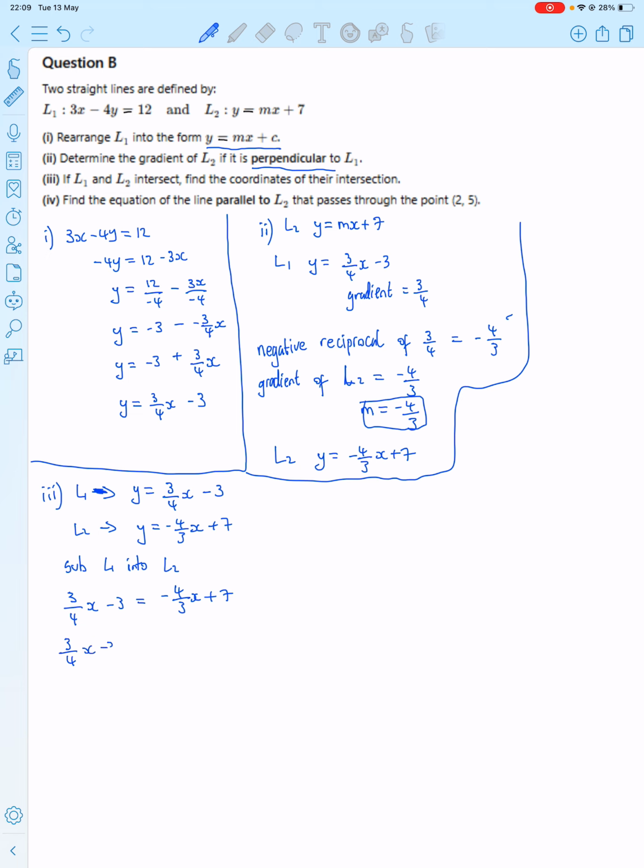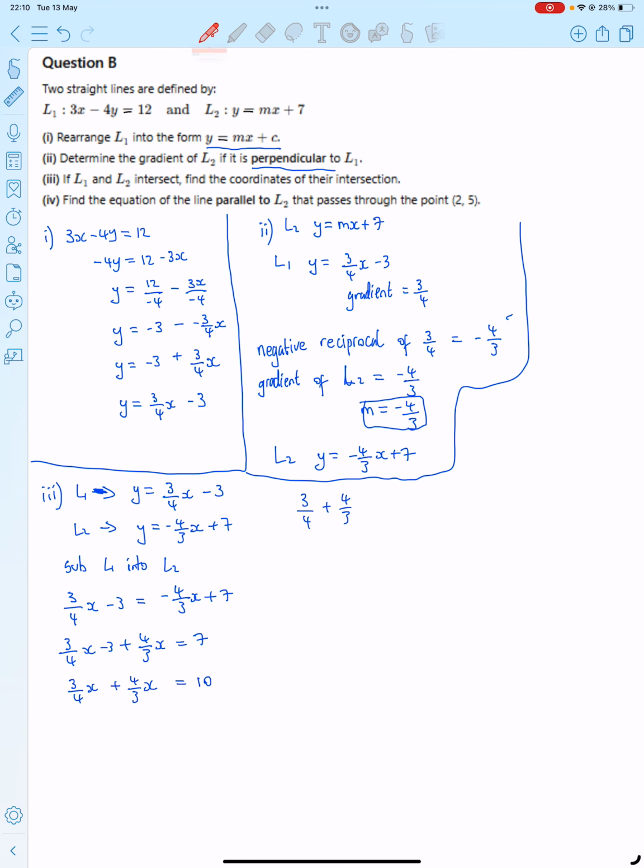3/4 x minus 3 plus 4/3 x is equal to 7. Adding 3 to both sides, because of this minus 3, we get 3/4 x plus 4/3 x equals 7 plus 3, which is 10. Now I just need to add these x's together. So 3/4 x plus 4/3 x. Basically, I need to do 3/4 plus 4/3. So let's just do that really quickly.